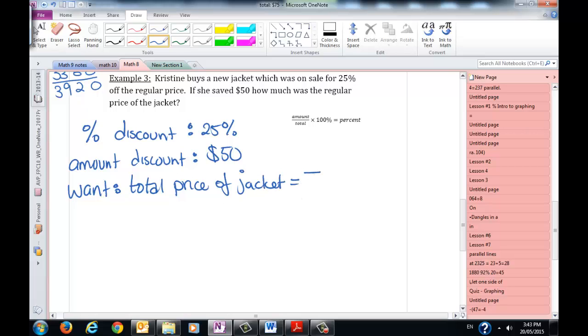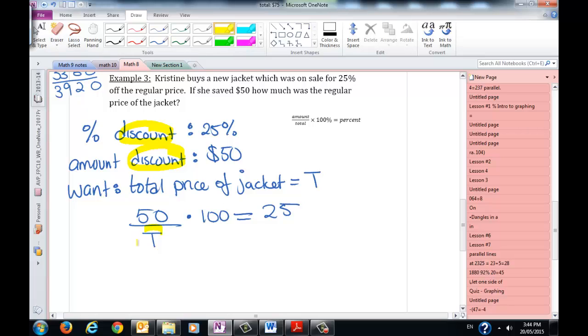I'm going to call it T. And now notice that, again, I've got amount discount and percent discount. These are alike, so I can put them into my formula. So my amount is $50. I don't know what my total is. I'm trying to find the total cost. Multiplied by 100 is equal to my percent discount.